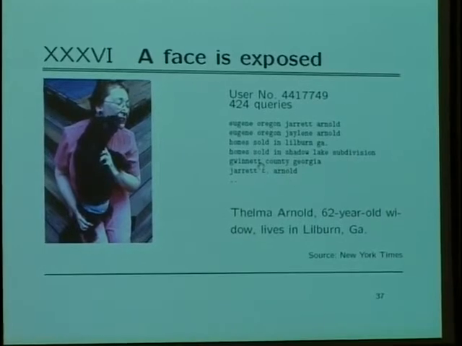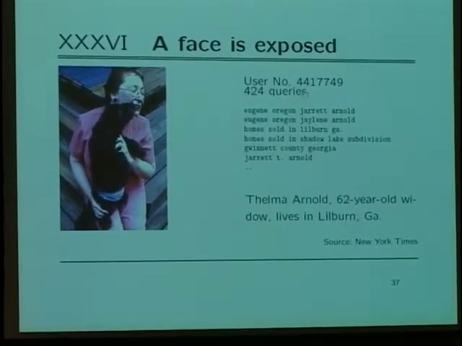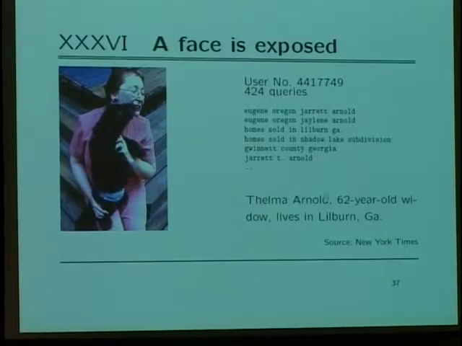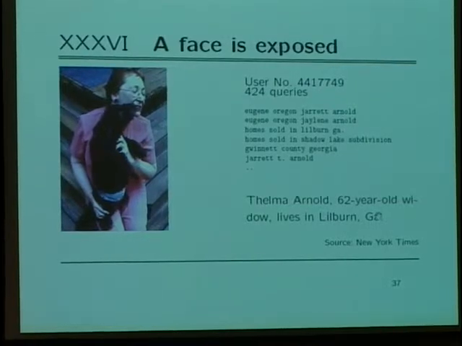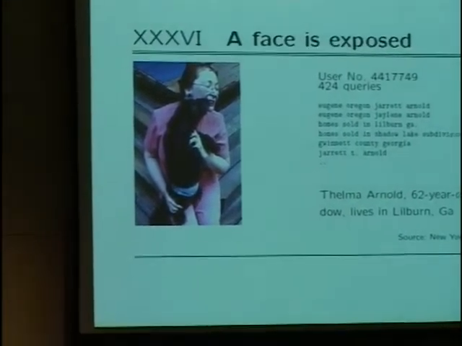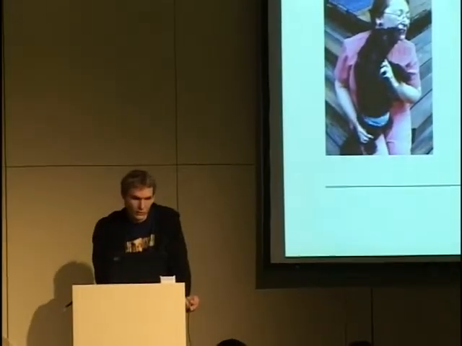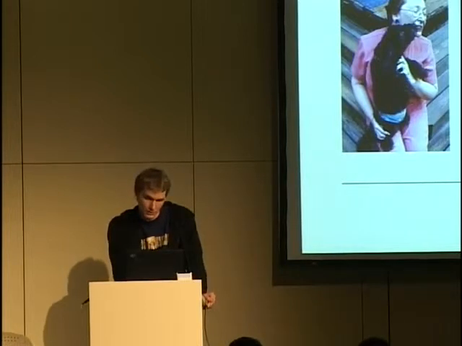I'm not the first one investigating this area. The New York Times identified user 4417749, which is Thelma Arnold, a 62-year-old widow, who lives in Lilburn, Georgia. They published a photo of her. How they did it: they looked at her queries and found a lot of searches for the family name Arnold. And Thelma Arnold was looking for homes sold in Lilburn, Georgia, or homes sold in Gwinnett County, Georgia. And this led to the identification of this user. And I'm sure you believe me that you could identify more user IDs in the data.